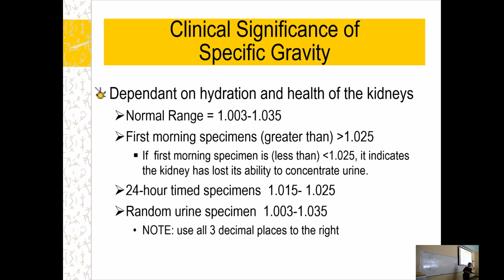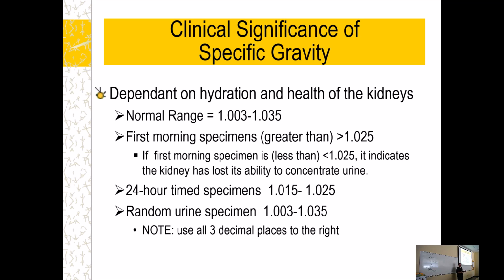So first morning specimen, we expect it to be high. It's concentrated. It's been sitting there a while. If you're really lucky and don't have to get up all night, it's been sitting there all night, right? 24-hour specimen, we expect it to be 1.015 to 1.025 because over the day, it changes. If you bring it in and it's really, really high for the whole day, what's going on? If it's really, really low, what's happening?